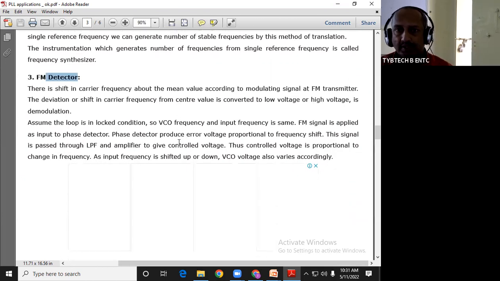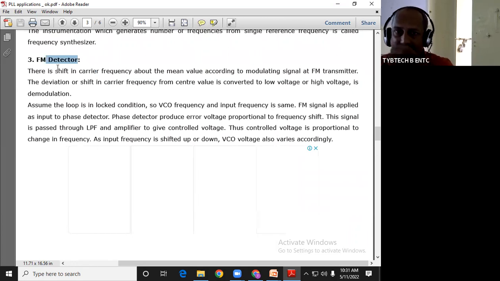Okay. So FM detection: there is a shift in carrier frequency about the mean value, because the carrier, as we discussed about the concept of FM, has its own frequency.